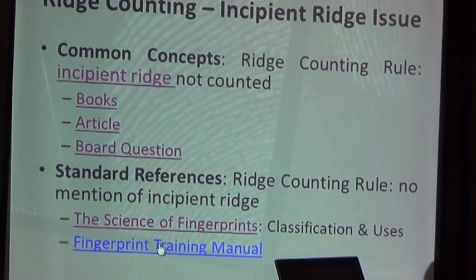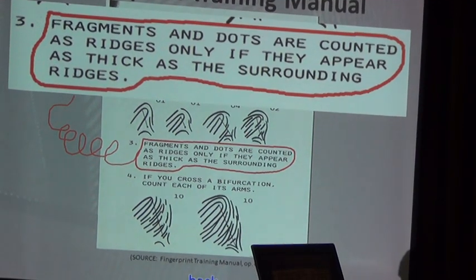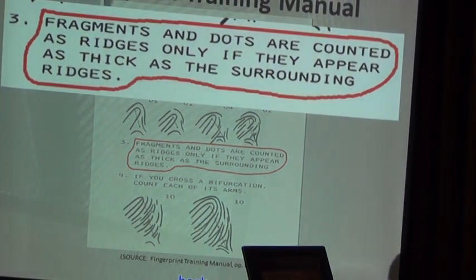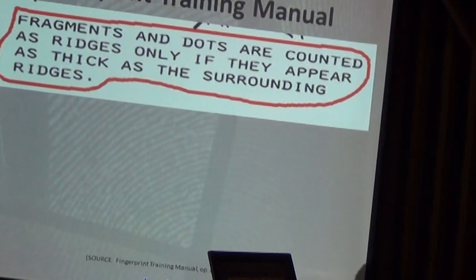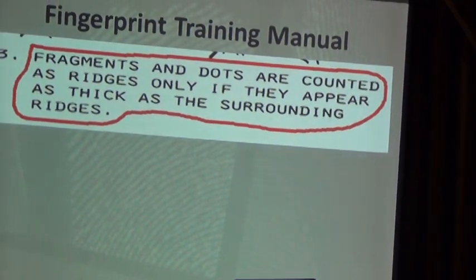Fingerprint training manual. Click, sir. It is still the same. Fragments and dots are counted as ridges only if they appear as thick as the surrounding ridges. There was no mention of incipient ridges.